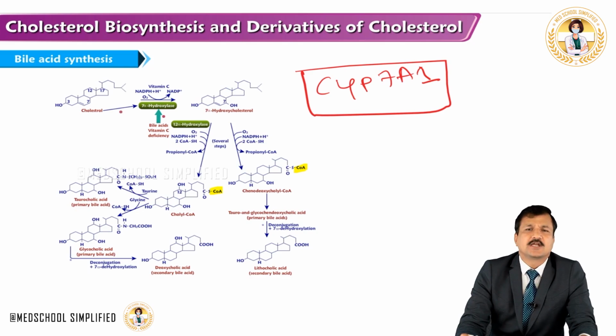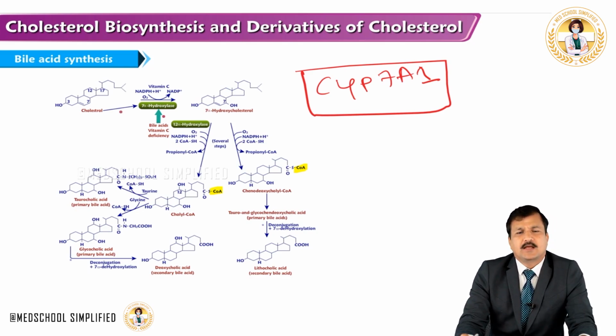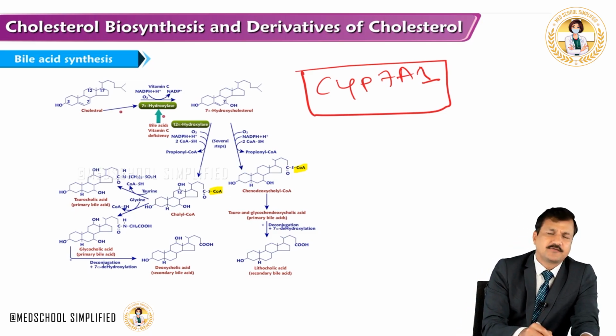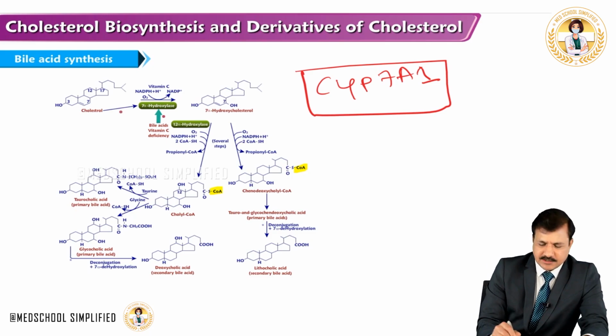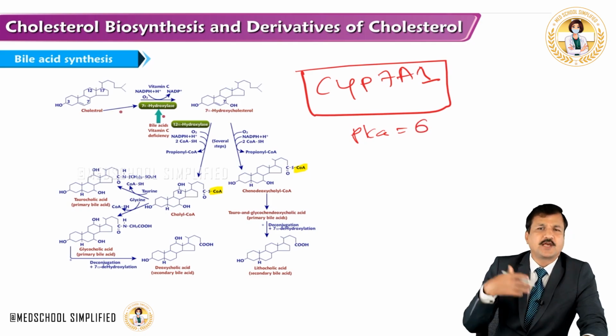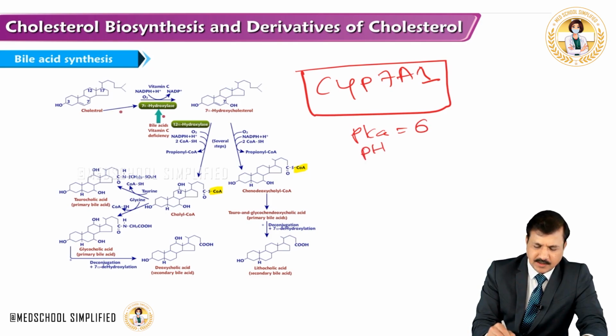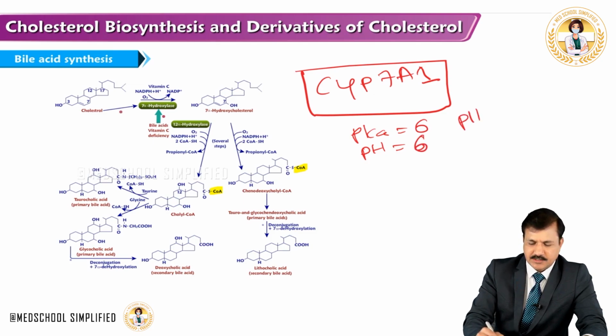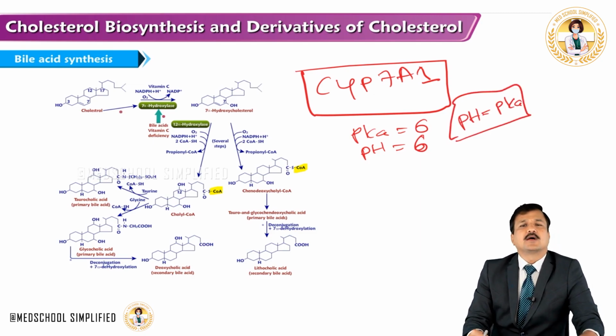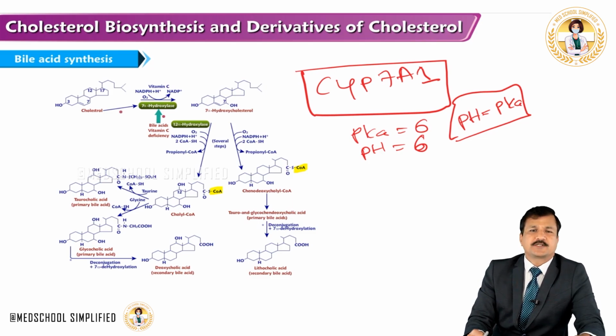The reason for that is cholic acid has a pKa of 6. Similarly, chenodeoxycholic acid has a pKa of 6. Since both of them have a pKa of 6, if they are secreted in that form and reach the intestine, the pH of the intestine is also around 6. That means we are working at pH equals pKa. Whenever pH equals pKa, the molecules exist 50% as protonated and 50% as deprotonated.